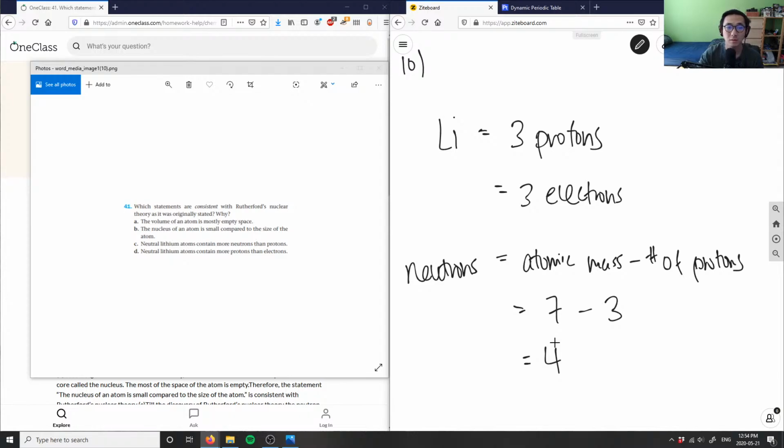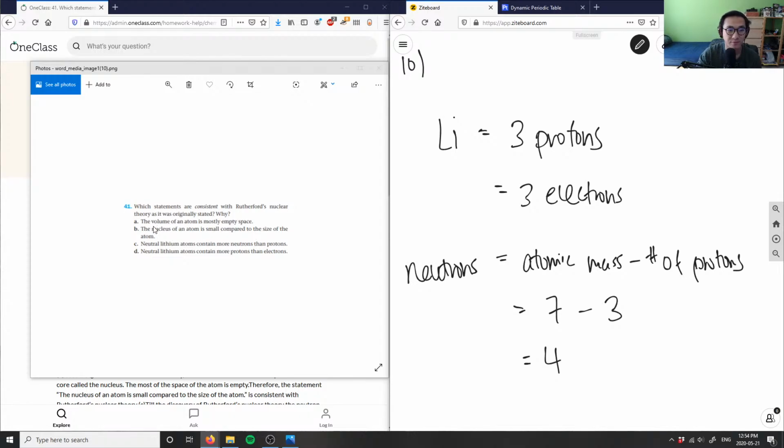So in this case, for C and D, C says neutral atoms contain more neutrons than protons. So C is correct, but is it consistent? We don't know. D says neutral lithiums contain more protons than electrons. This one would have to be false. So we know right off the bat that D is false. Now let's look at A and B.